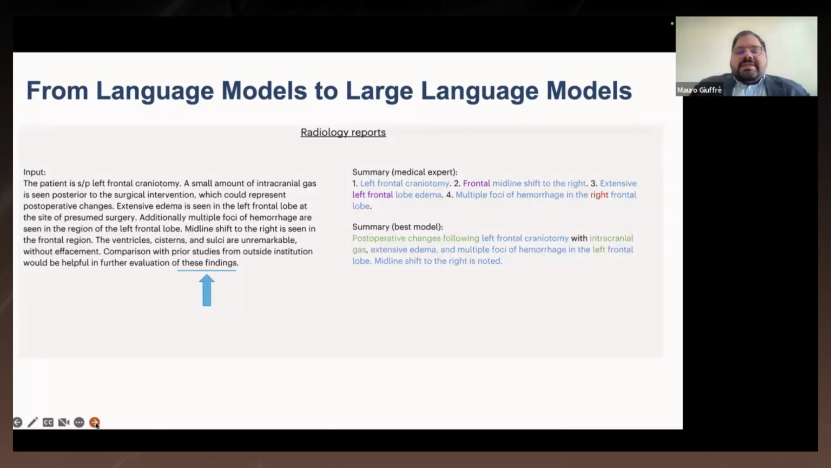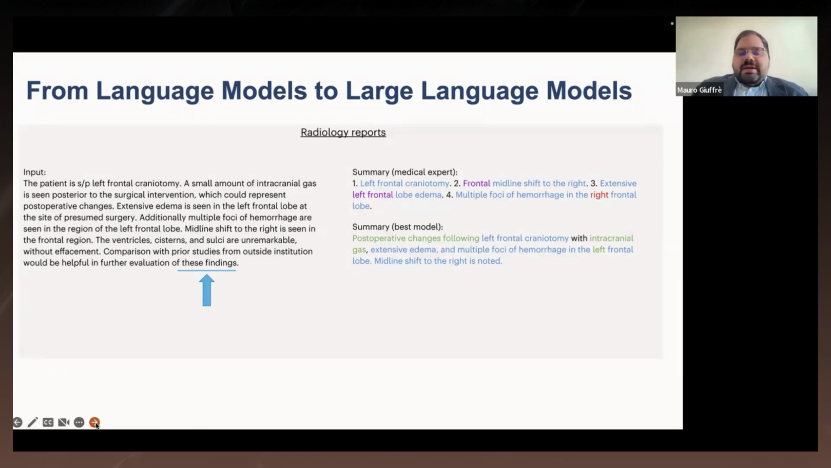So let's take a step forward and think about these rudimentary language models. We have a long text coming from a radiology report, and we are trying to perform a task. This task is, for example, to make a summary of this radiology report.